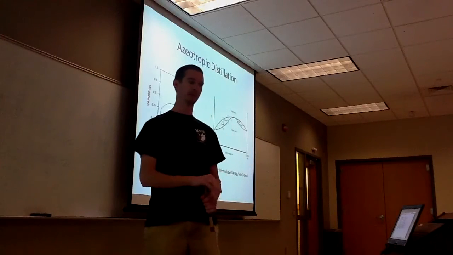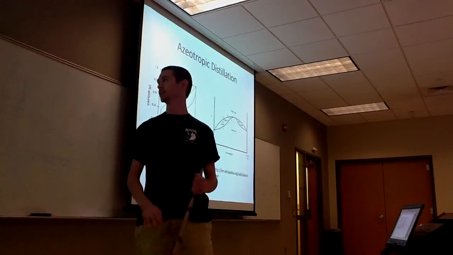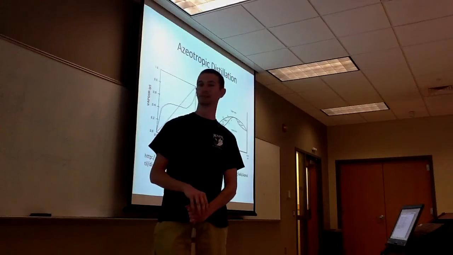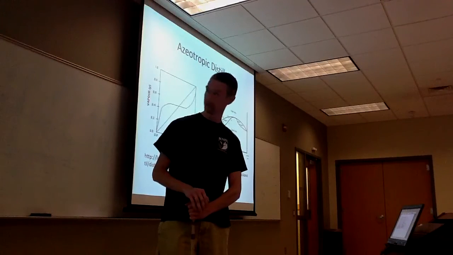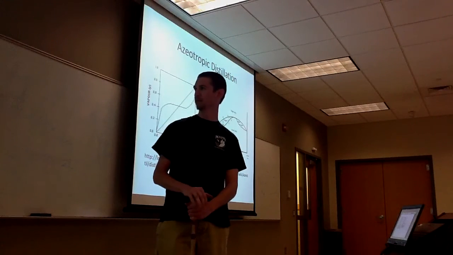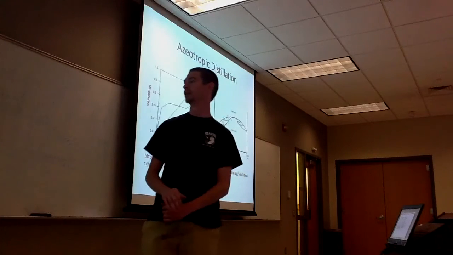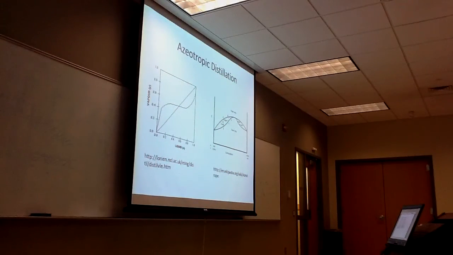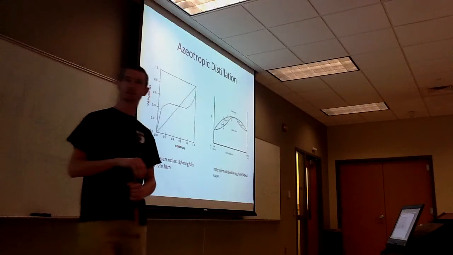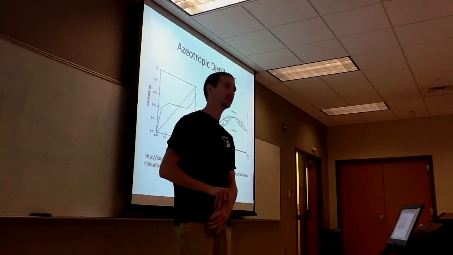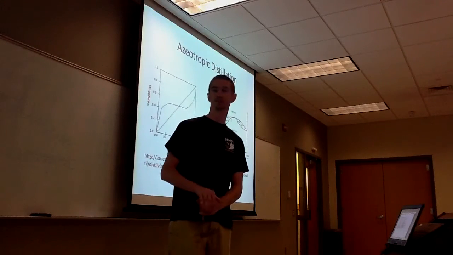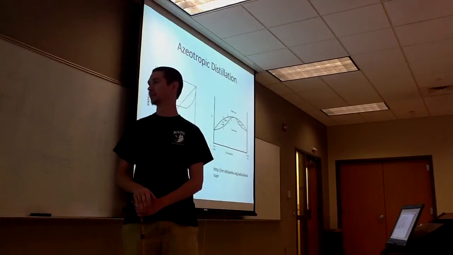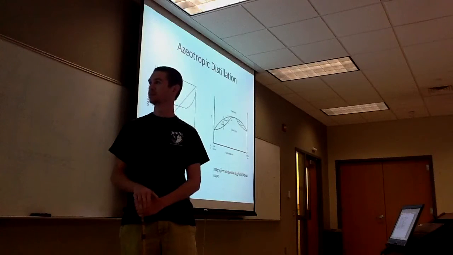Now we'll talk a little bit about azeotropic distillation. Oftentimes when distilling liquids mixed with each other, you'll run into an azeotrope. The azeotrope points on this graph are here and here. It means once you get to a certain composition, even if you have an infinite number of stages, you'll never reach past those composition points.